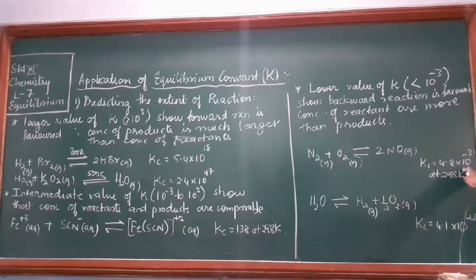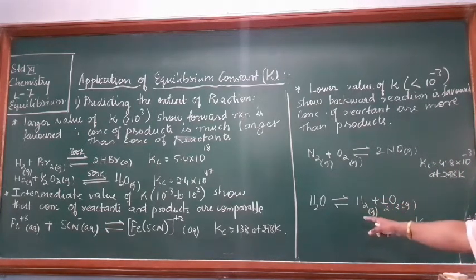In that the Kc value is 4.8 into 10 power minus 31, very less. Okay, forward reaction will not happen at all, almost it is nil. So in this kind of reactions you find that the reaction is not favoring the forward direction, it is favoring the backward direction, and the amount of reactant is much larger than the amount of product.